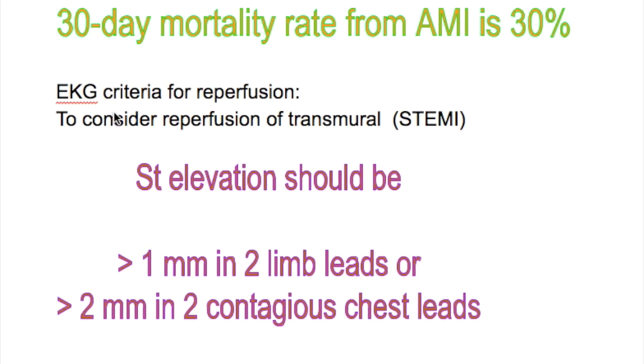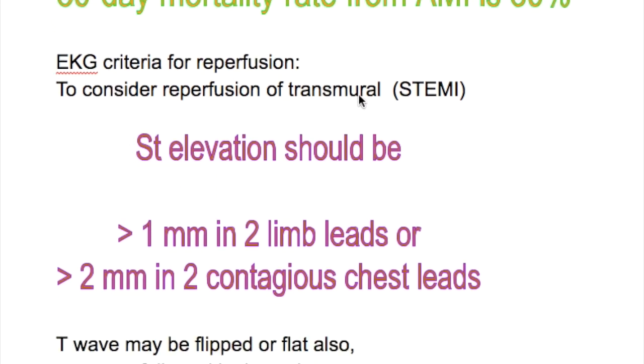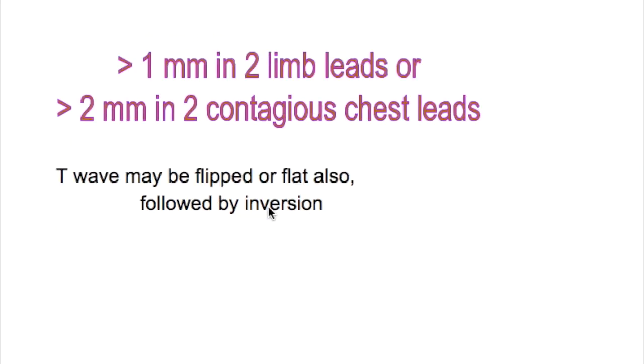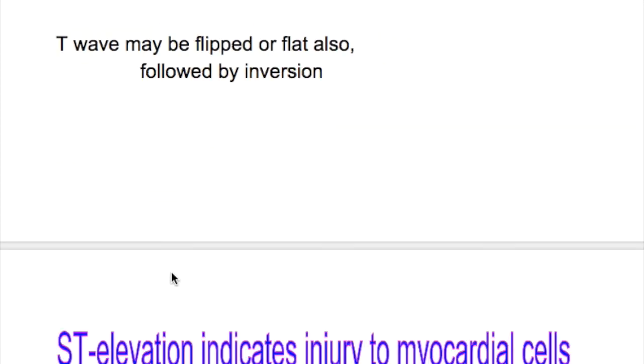What's the EKG criteria for reperfusion? To consider reperfusion of a transmural infarct, ST elevation should be more than 1 mm in two limb leads or more than 2 mm in two contiguous chest leads. How about the T wave? T wave may be flipped or flat and is followed by inversion.